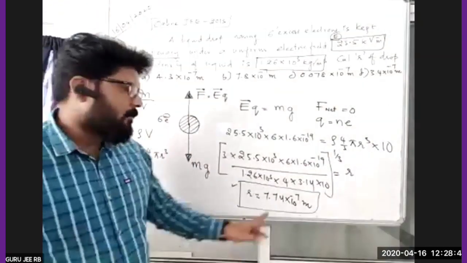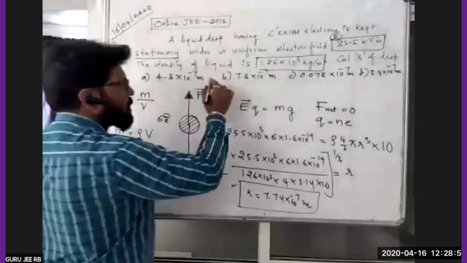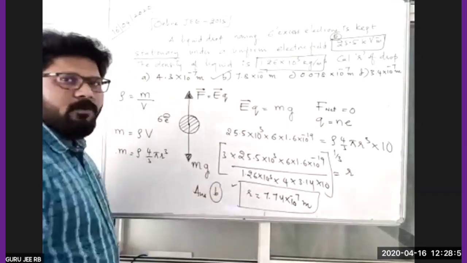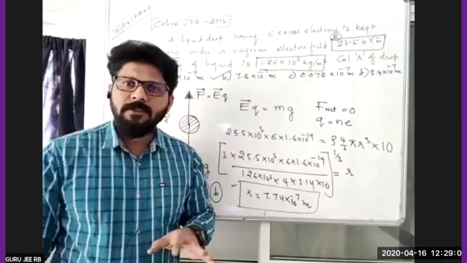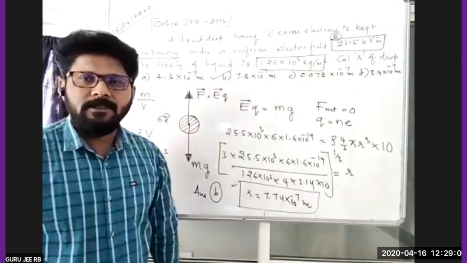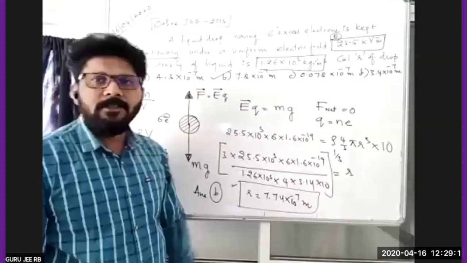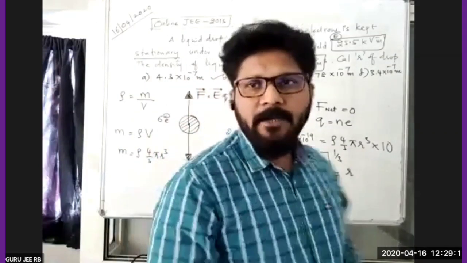Right? 7.74 into 10 to the power of minus 4 meter, approximately matching with the B option. Answer is B option. That means only when you know first concepts, mg will act downwards, EQ should act in the upward direction. That means the force due to this negative charge should act in upward direction so that it will remain stationary.